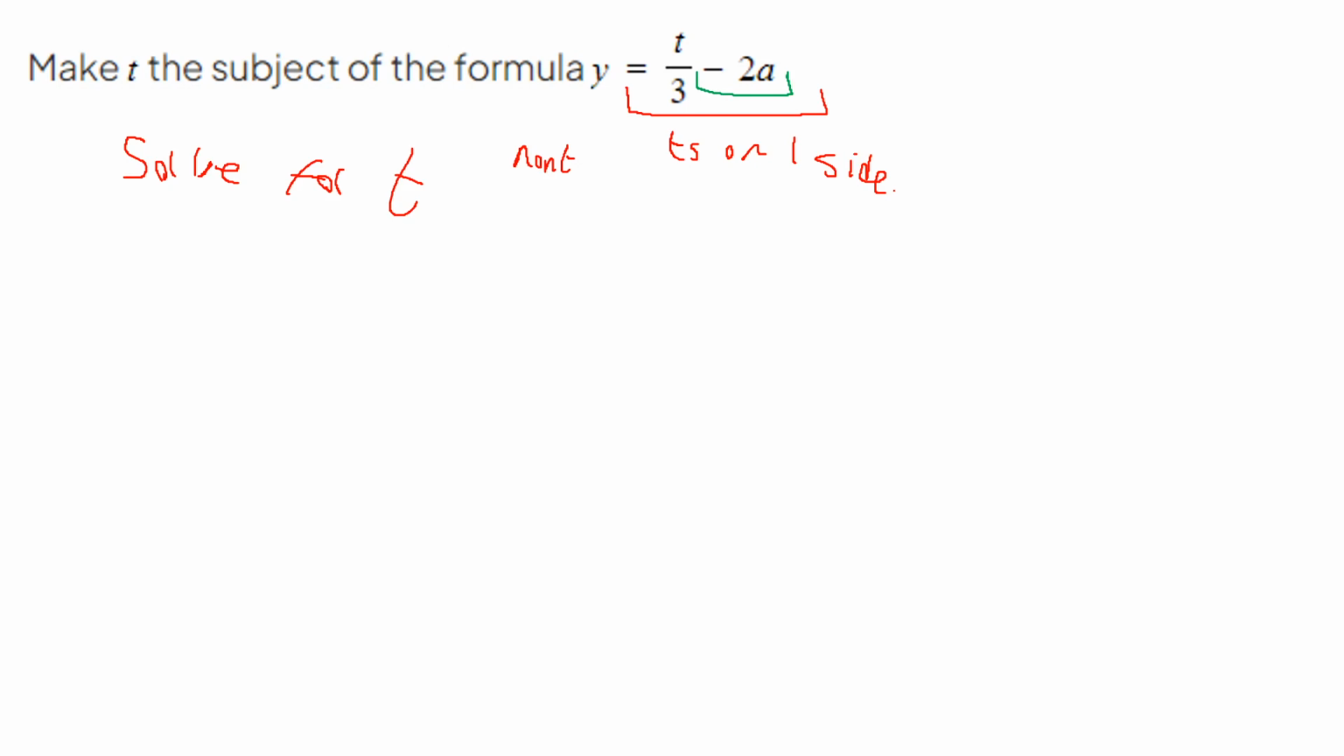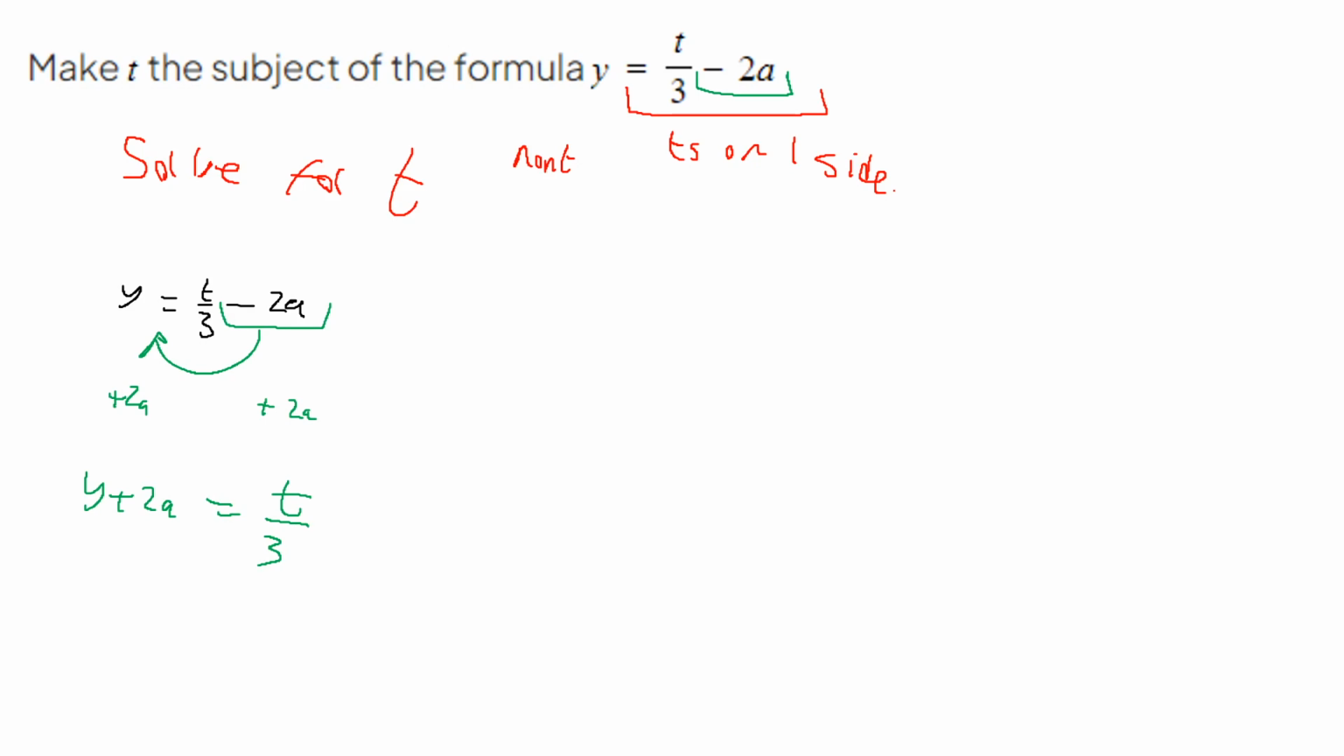So the first thing we need to do is add the 2a. So first let's rewrite it. So y is equal to T over 3 minus 2a. And now we want to put this 2a on the other side. Remember from algebra how we did that? All we're going to do is this is a minus 2a, so we have to plus it. So then we're left with y plus 2a is equal to T over 3.